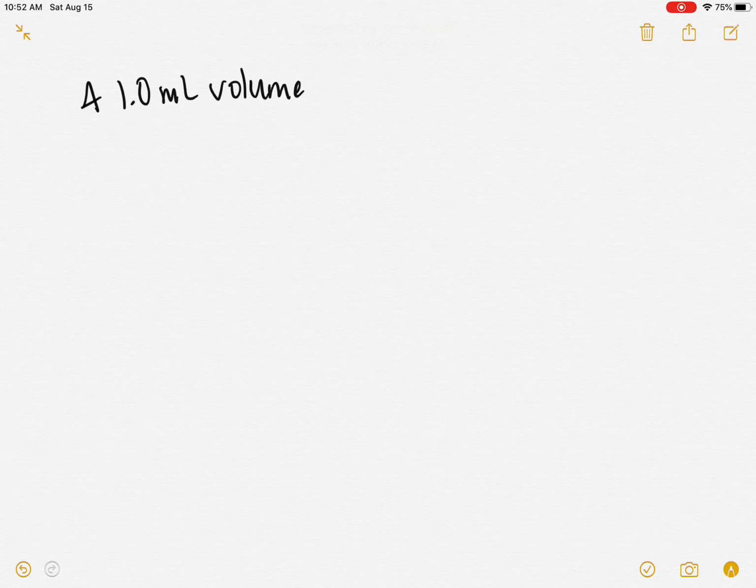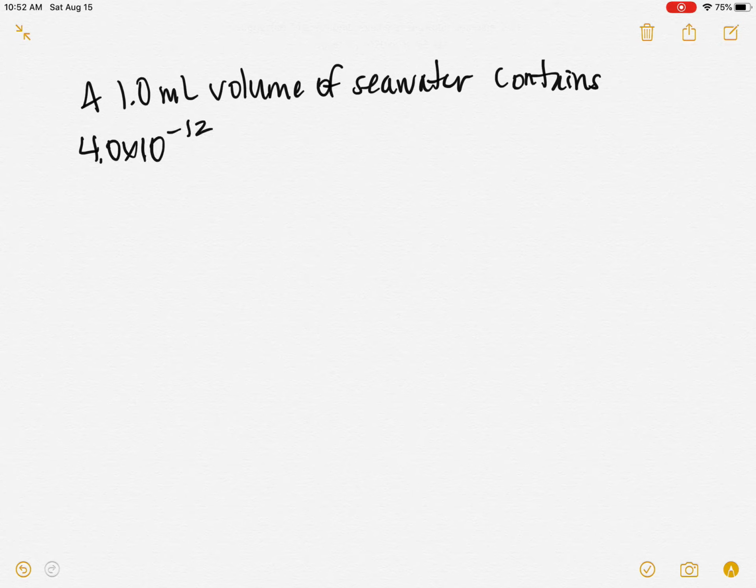I want to do one more because I want to show you how sometimes the problems don't look like this at all. So give me just a minute. Let me write this problem down. So the problem says a 1 milliliter volume of seawater contains 4.0 times 10 to the negative 12 grams of gold.